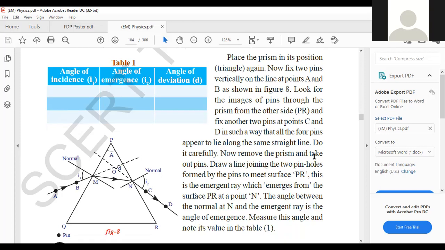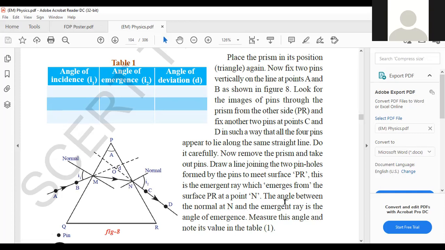Now the prism can be removed from the system. From the cardboard, we have to remove the prism. Do it carefully. Now, draw the line joining the points M and N. These points M and N will be joined by a straight line. Okay. So now we have to connect all the points: P to Q, Q to R, and R to P, so the triangular shape was drawn here.